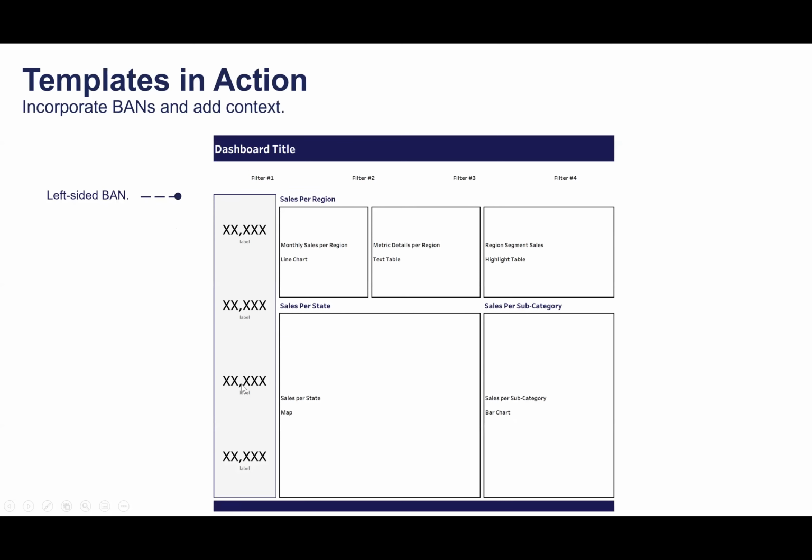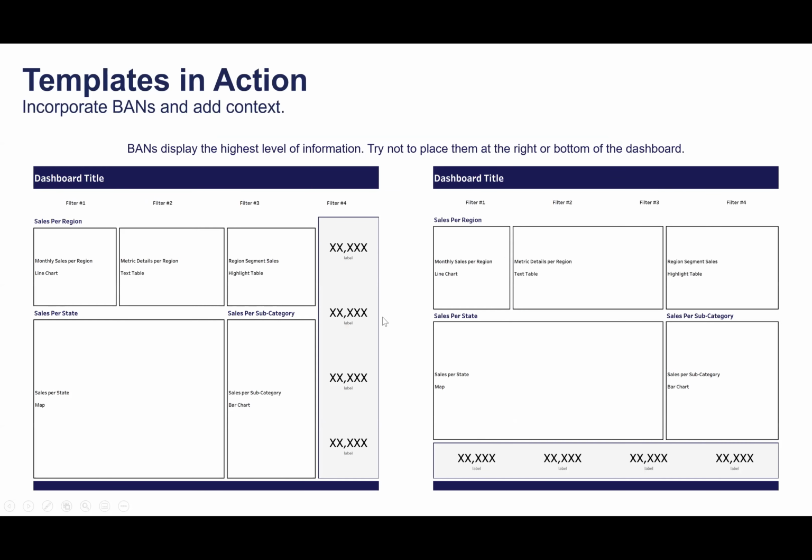So here's an example of a left-sided band, right? You never want to place your bands on the right-hand side or at the bottom. As I mentioned, your users read top to bottom, left to right. So you want to make sure that these bands are prominent and that your users are reading them first before they get into the details. It's like an introduction to me before you get to the body of a paragraph.